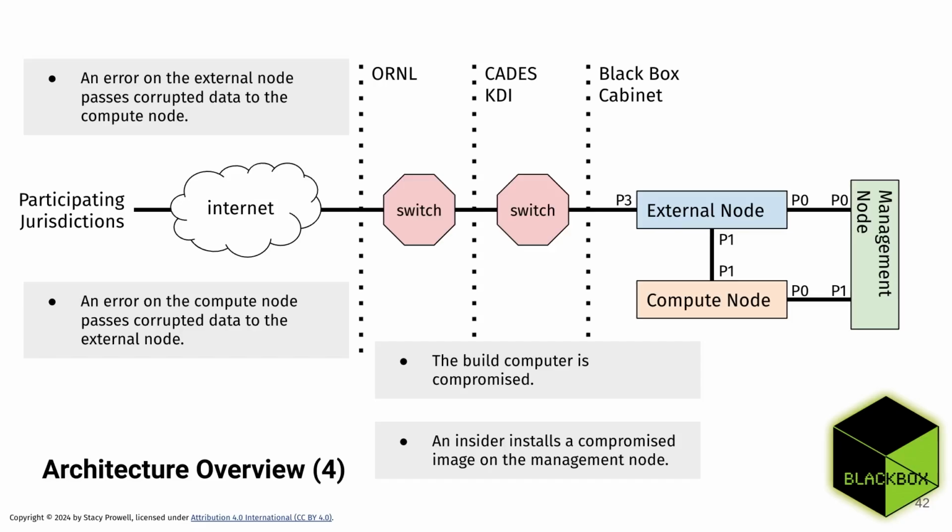An insider might install a compromised image on the management node. Again, that requires that they physically access the management node because it's not wired to the internet. The only node that has a connection that goes out to the internet is the external node. So we put these on data thumbs, stuck them in the back of the management node, verified that's what we did, and that's how the stuff got on there. And Jeff and I had to agree on that.